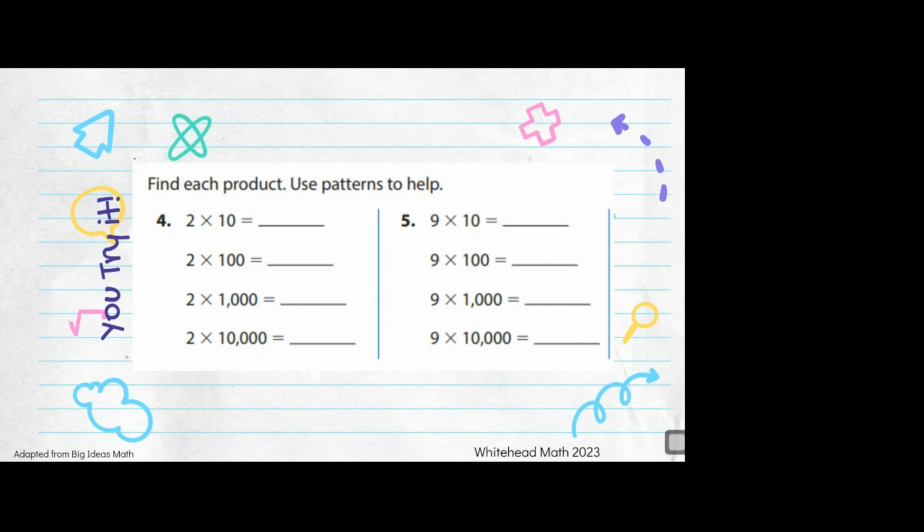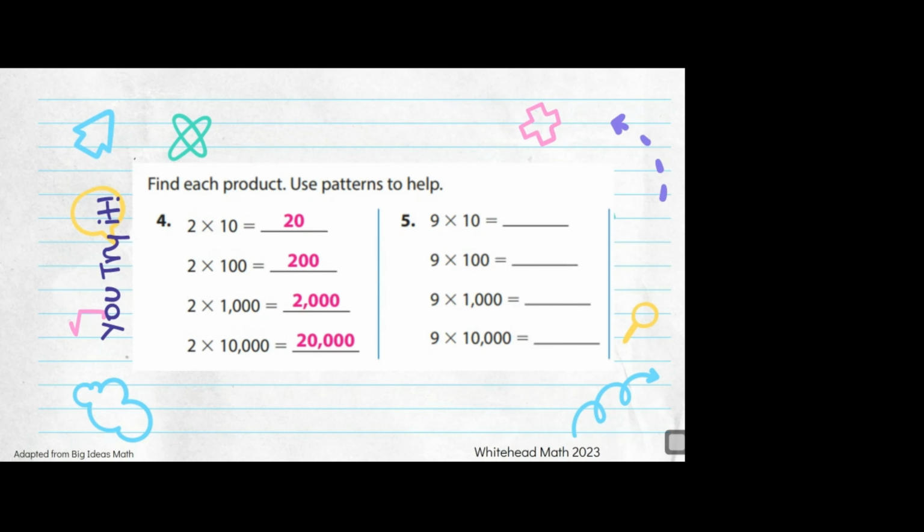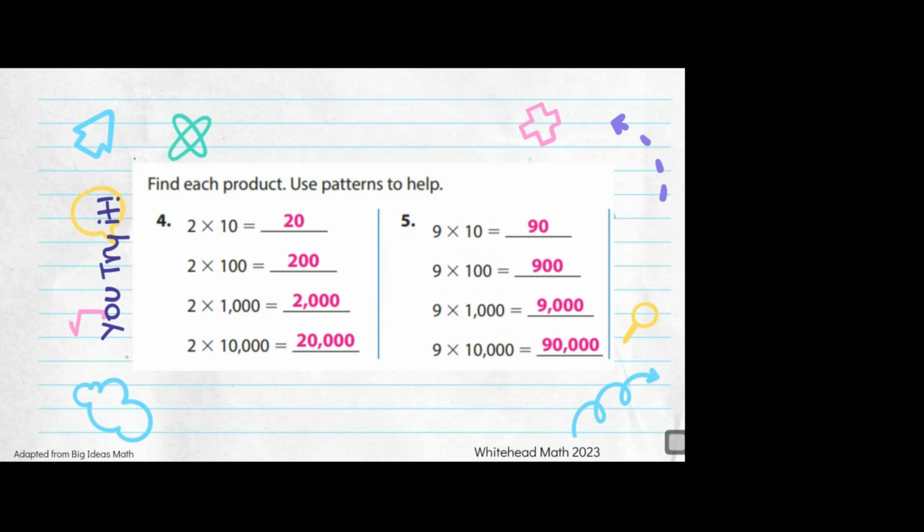Okay, 2 times 10 is 20, 2 times 100 is 200, 2 times 1,000 is 2,000, and 2 times 10,000 is 20,000. Number 5, 9 times 10 is 90, 9 times 100 is 900, 9 times 1,000 is 9,000, and 9 times 10,000 is 90,000.